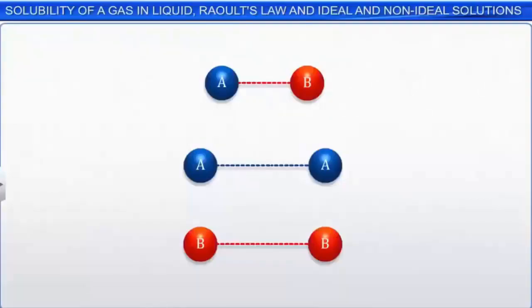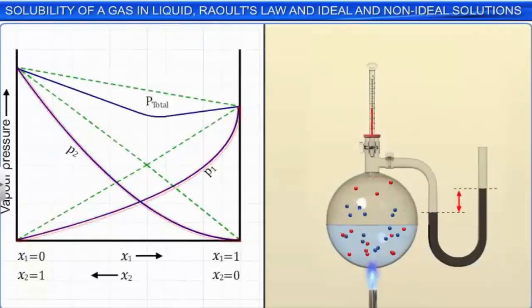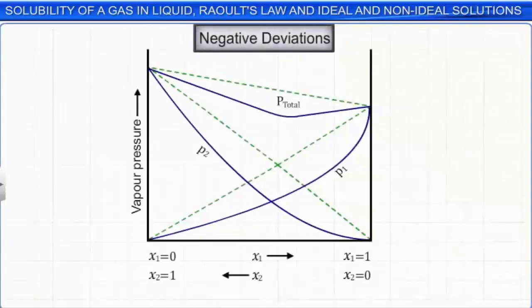On the other hand, if the magnitude of AB interactions is greater than the magnitude of AA or BB interactions, the escaping tendency of A and B type of molecules decreases and the partial vapor pressure of each component decreases. This in turn results in the decrease of the total vapor pressure of the solution. Such type of solutions are said to show negative deviations from Raoult's law.